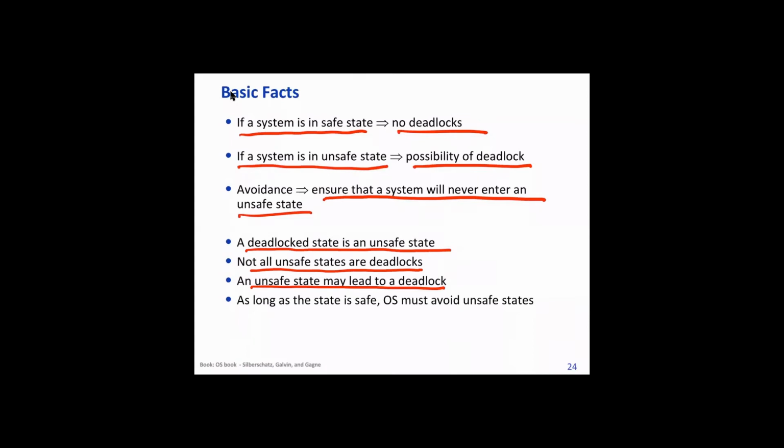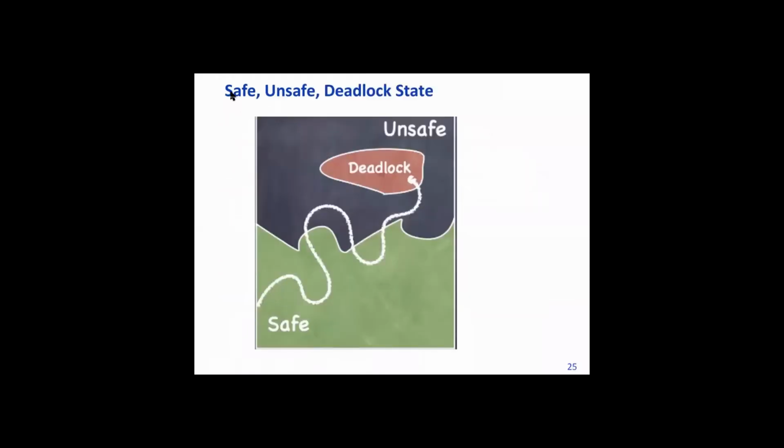As long as the state is safe, the OS must avoid getting into an unsafe state. It will become clear once you see this diagram. These are safe states shown in green. These are all unsafe states, and there are some deadlock states here. So the system can remain in a safe state, then absolutely no issue. It can get into an unsafe state and come back to a safe state, but this transition should be avoided because it can finally lead to a deadlock state.